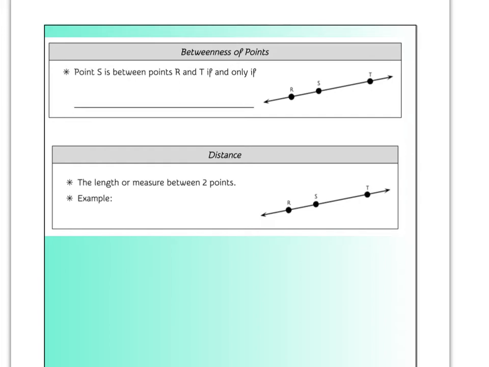But if you take the distance from R to S and the distance from S to T, and you add those two smaller distances together, would it be equivalent to the distance from R to T? The answer is yes. This is how we write that. If we take segment RS and add it to segment ST, the two smaller ones added together will equal segment RT.